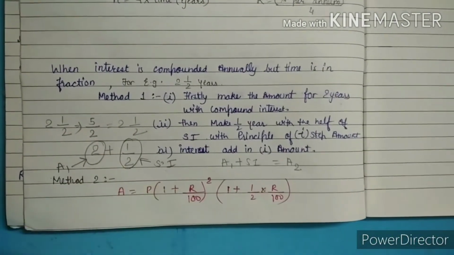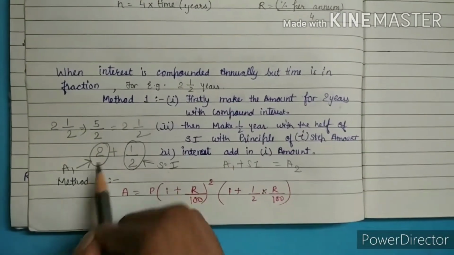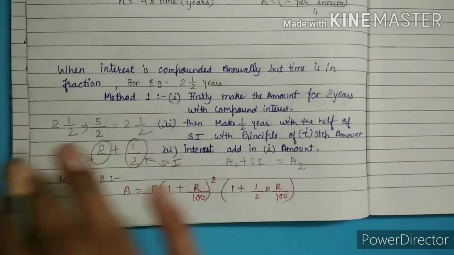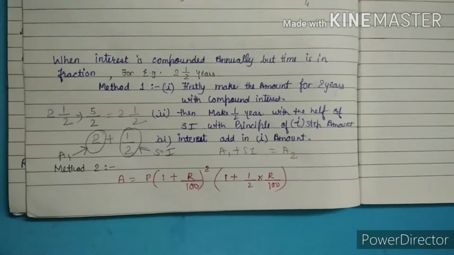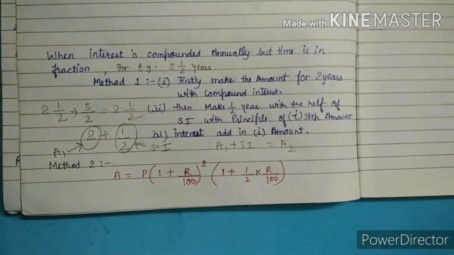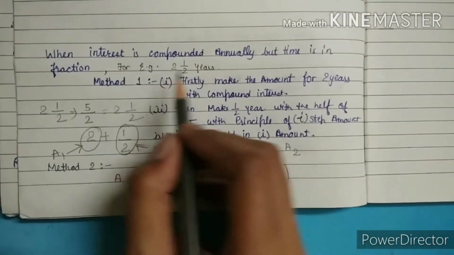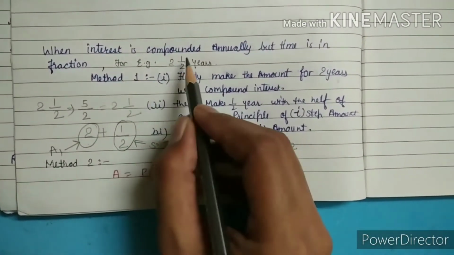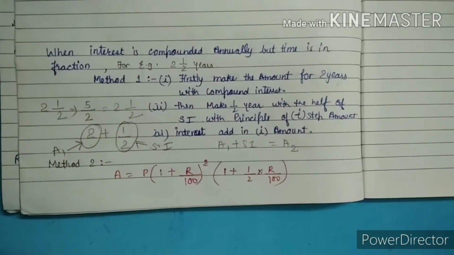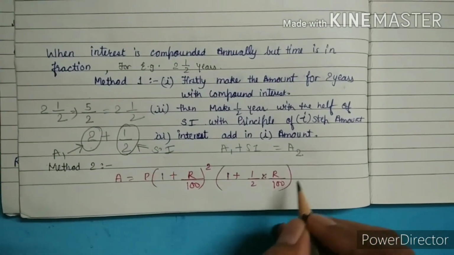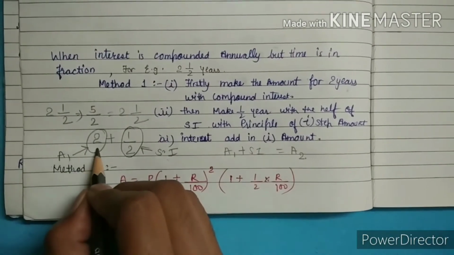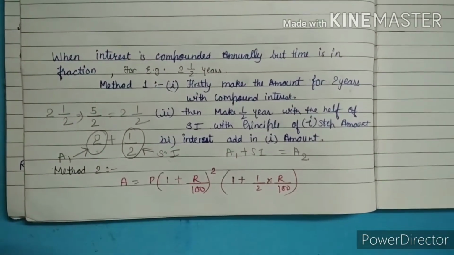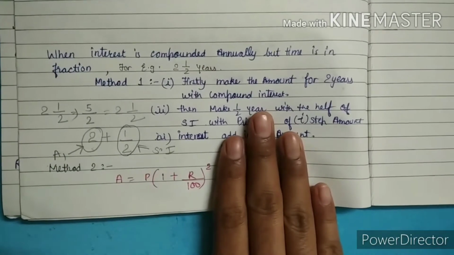So the first case is when we compute the whole number of years in the first section, then the fraction in the next section. But one more method is there that we can use. Here, for example, we had taken 2 years and 1 by 2 year. Total whole years are 2 and then half year. So this much is the same.